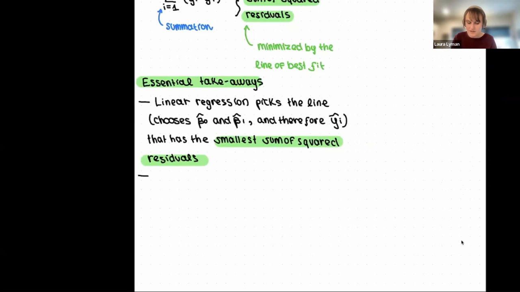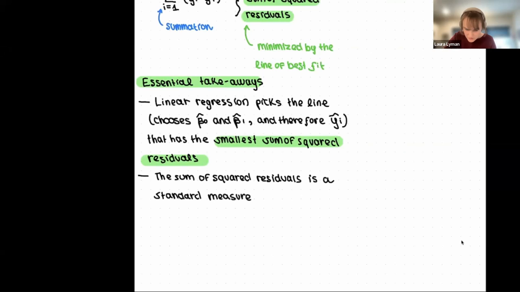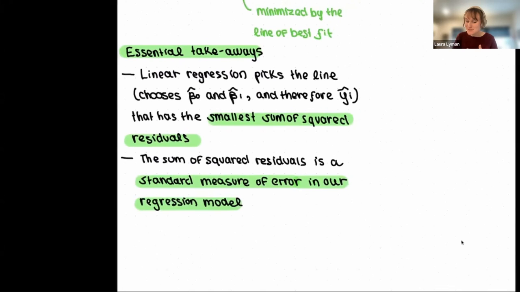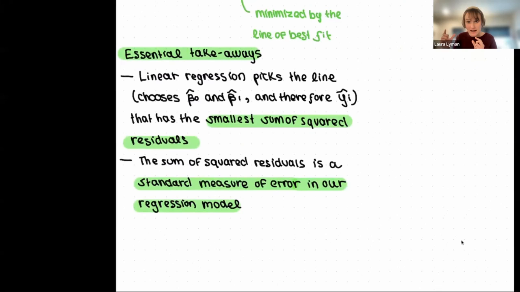That's takeaway number one. And then takeaway number two is the sum of squared residuals is a standard measure of error in our regression model. It's not the only measure of error. It's the standard that's used, but there are other ways to define error that ultimately are derived from different ways to look at the size of your residual vector E.